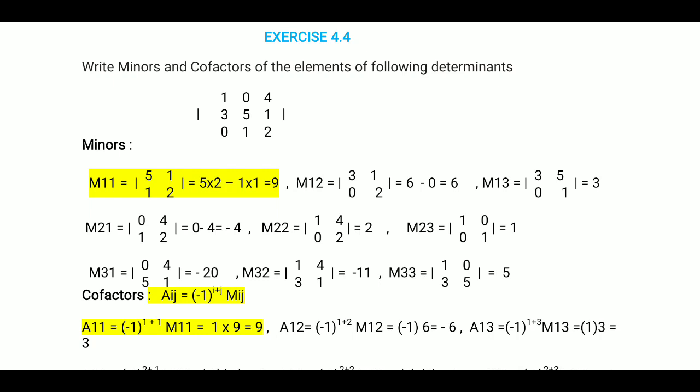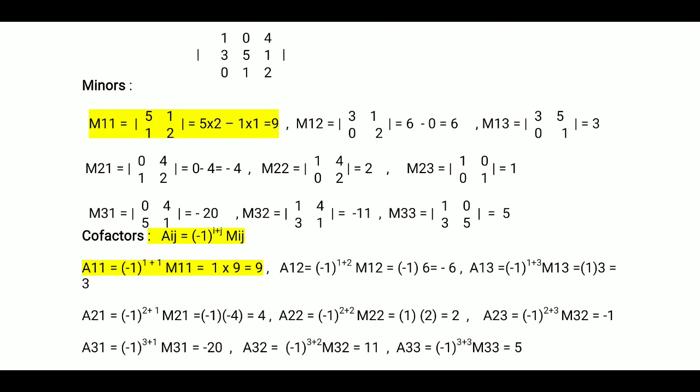Similarly M31 means the third row first column element, that is, leaving this third row and first column, you get a small determinant containing elements 0 4, 5 1. So after calculation you get the result minus 20. Similarly for M32 and M33 also. Thus we get the minors of all the elements of the determinant.